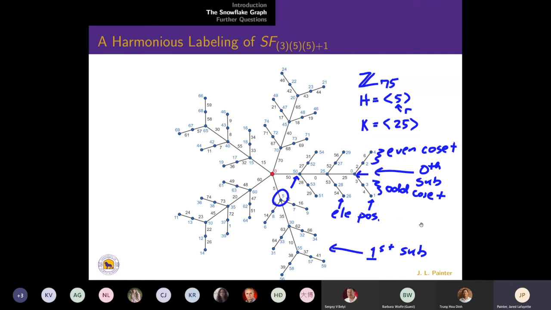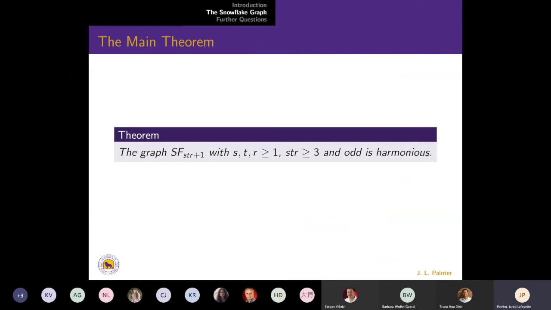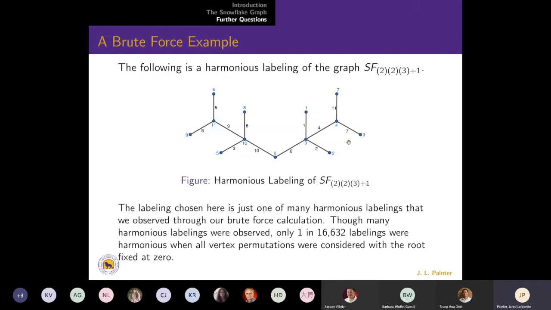I mean, proving this was a lot more technical. It required a lot of lemmas and stuff like that, and it was a pain. So this is our theorem, the graph SF(s,t,r)+1. So we did cases to show that even if we just assume that they're all bigger than or equal to 1, and this product is bigger than or equal to 3, and they're all odd, then we get that the graph is harmonious. So that's our main theorem. So just real quick, finishing up.